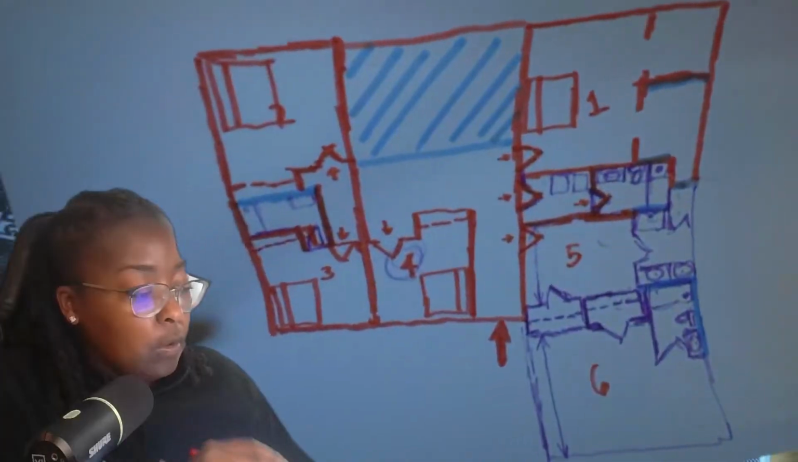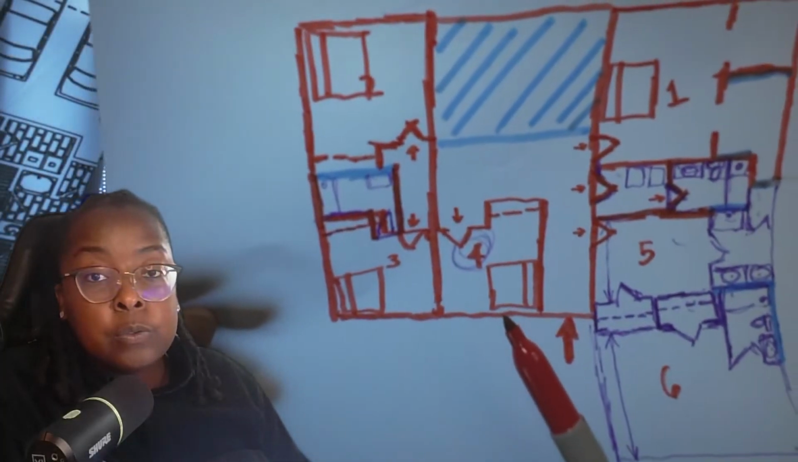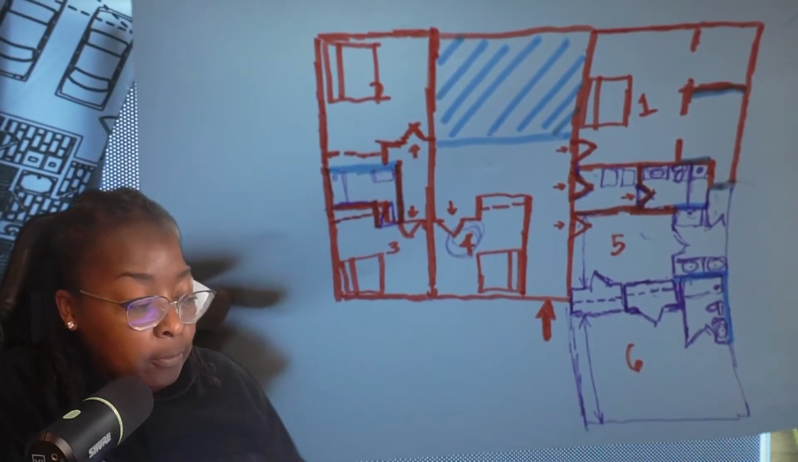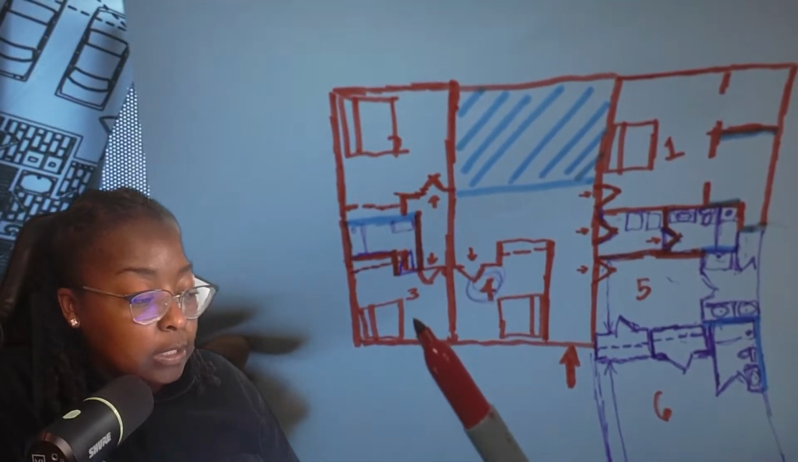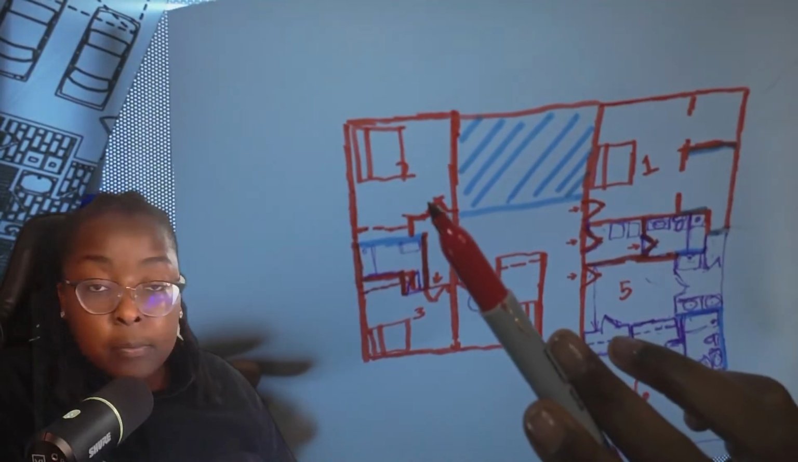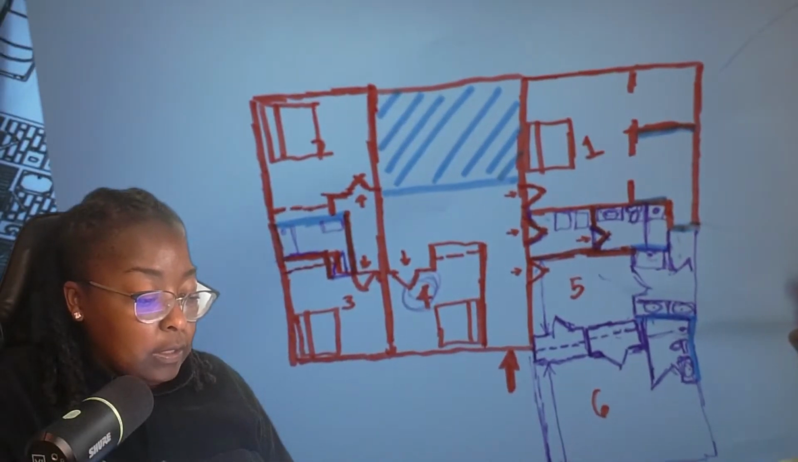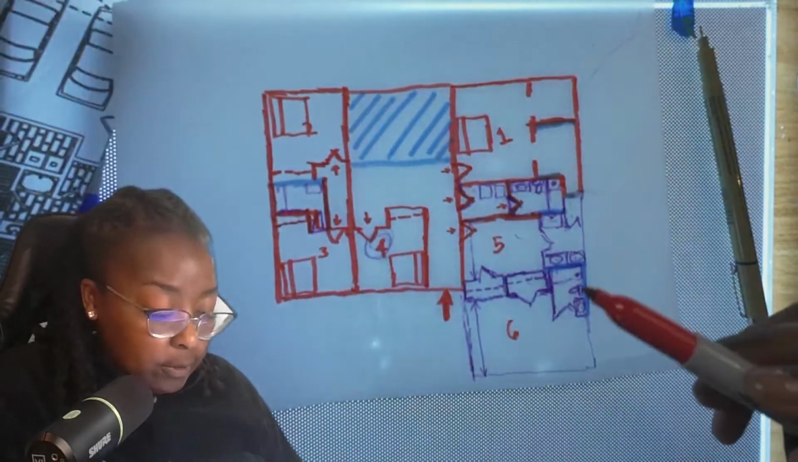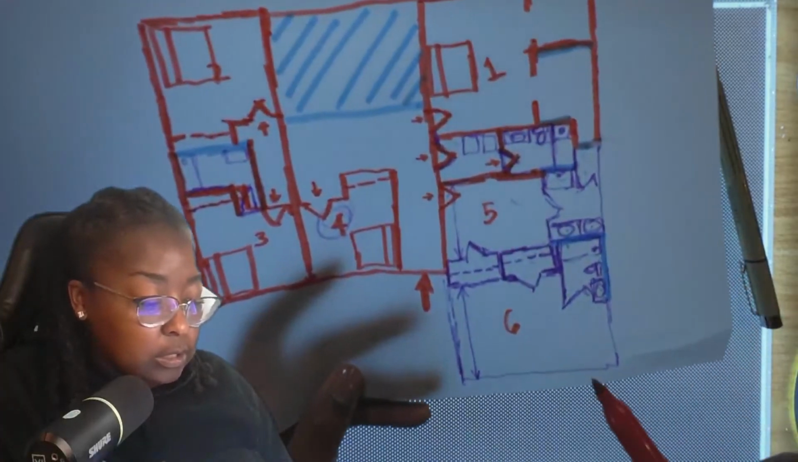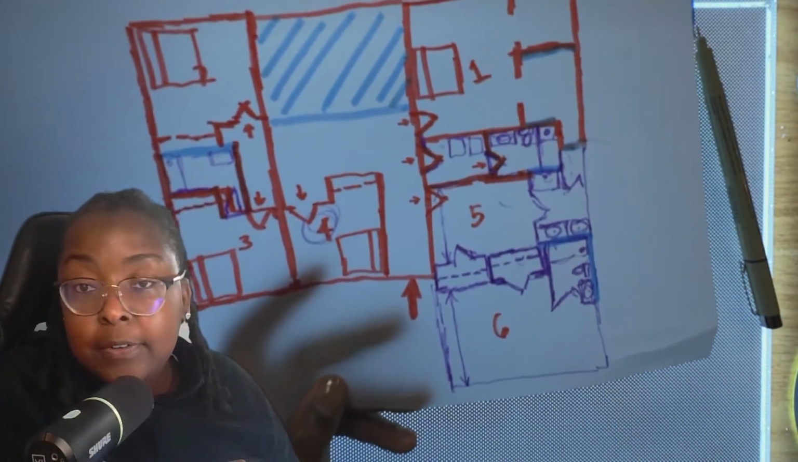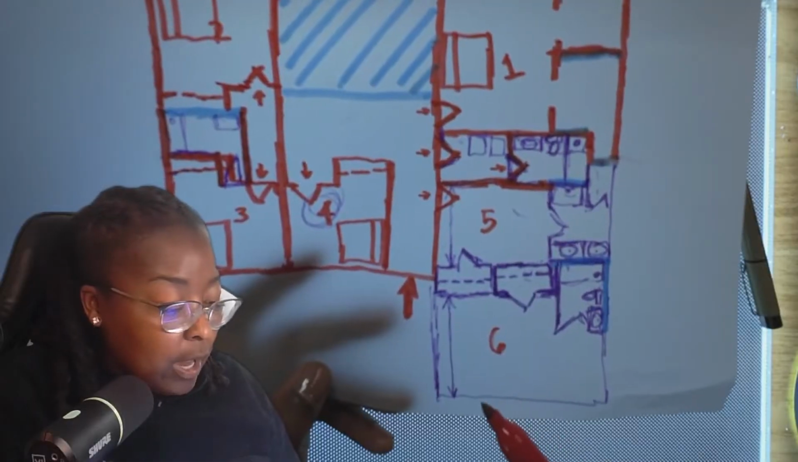So 4 has its own closet but no bathroom. 3 has a bathroom and a closet. 2 has a bathroom, a closet. And I think we did it. Cause 6... oh, how are you gonna enter to 6? That's a great question. How are you gonna enter to 6?